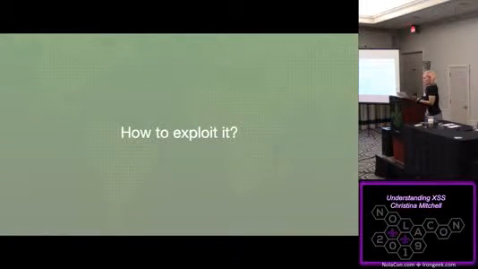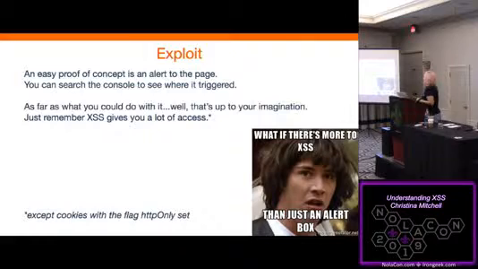Great, now how do you exploit it? Good stuff. So an easy proof of concept is the alert to the page. You can search the console to see where it's triggered. As far as what you can do with it, it's up to your imagination. You have the front door. So everything we talked about with what you get access to, you can tinker with. It gives you a lot.